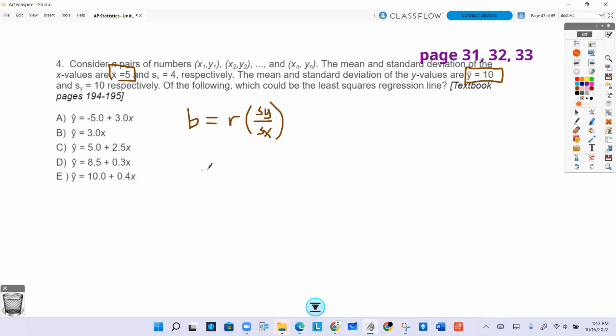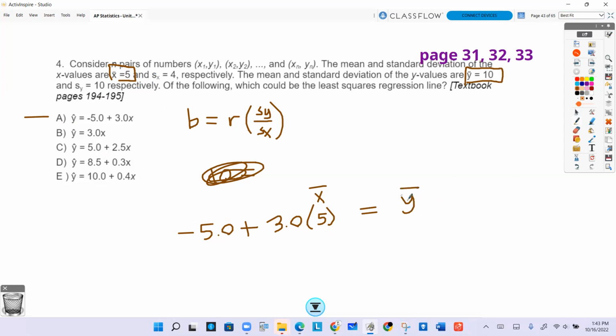So what I'm looking for is, if I start with letter A, negative 5.0 plus 3.0 times x bar, 5. I know that has to give me, if this is even worth looking at, my y bar. So that should be equal to 10 if that's one of my possible equations. If you do a little math, that's 15 minus 5, and that's going to be 10, right? But are we just lucky? Are all of them going to be like that? Or maybe we can narrow it down to a couple.